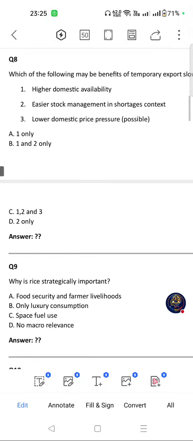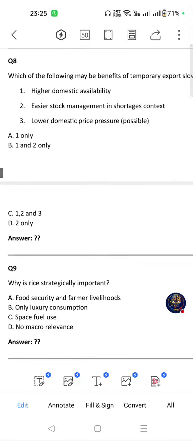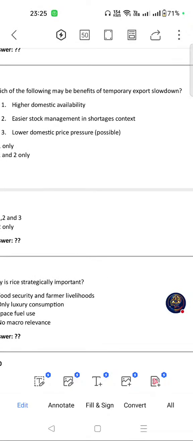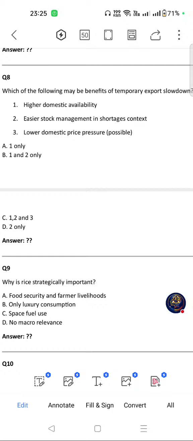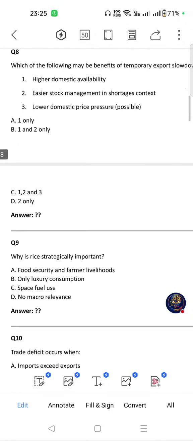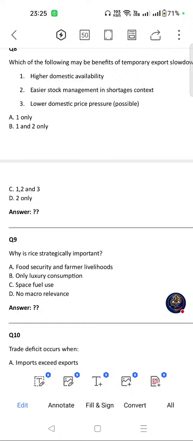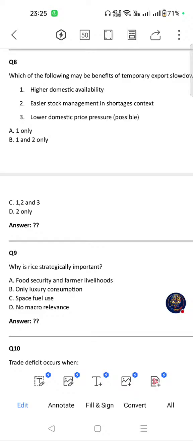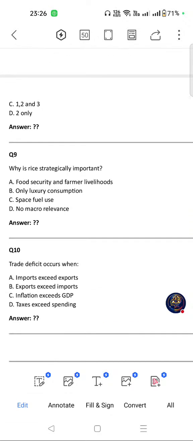Which of the following may be benefit of temporary export slowdown? Can anyone answer this one? Yeah. First one is higher domestic availability. Number 2, easier stock management in shortages context. Number 3, lower domestic price pressure. The correct answer is all three are correct. C.